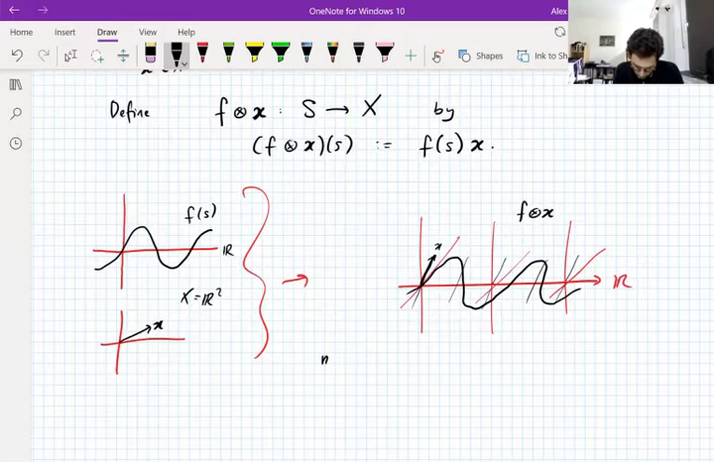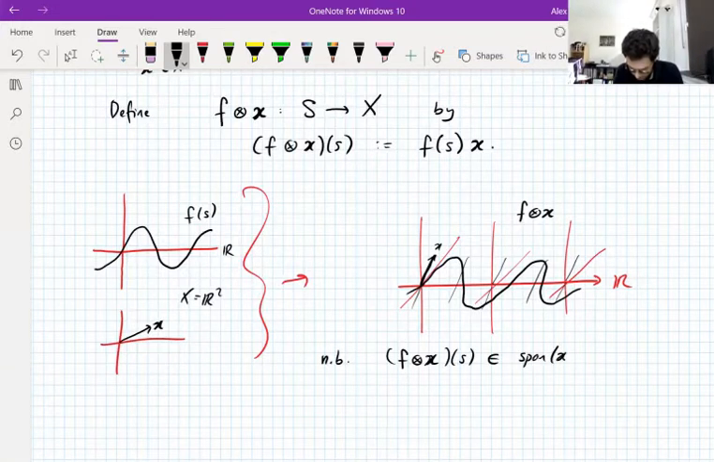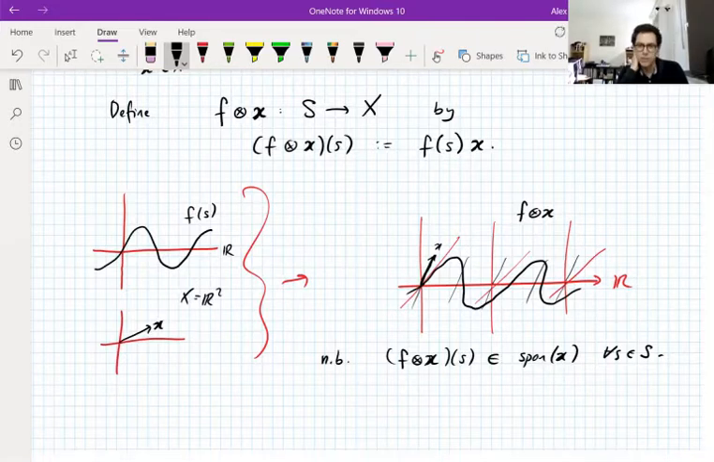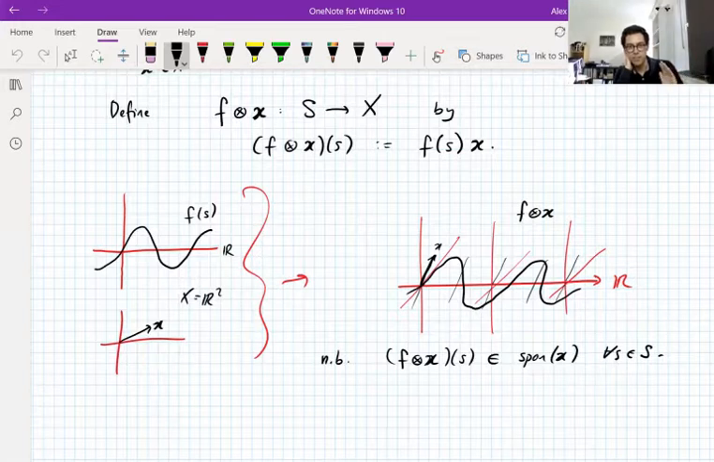And just to note something that's completely obvious is that f tensor x of s is contained in the span of x for all s. Very clear. In a sense, this is a one-dimensional function. But because your Banach space X can be very large, this direction that your function is in can be anywhere. Simplest kind of function. And we're going to use this tensor notation all the time. I just want people to be comfortable with that.